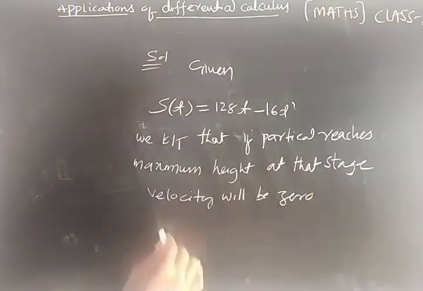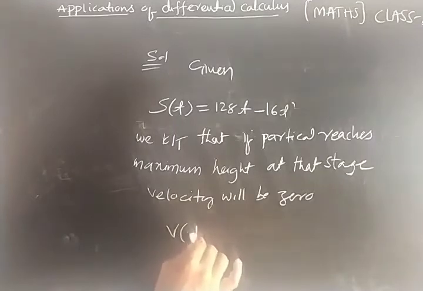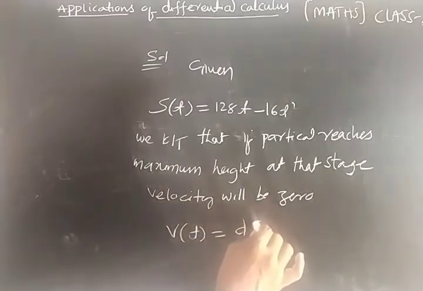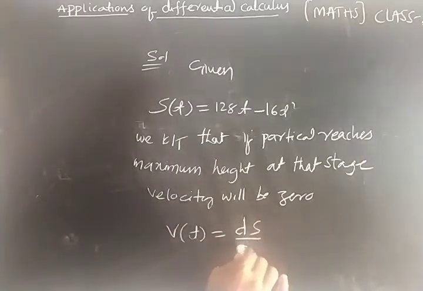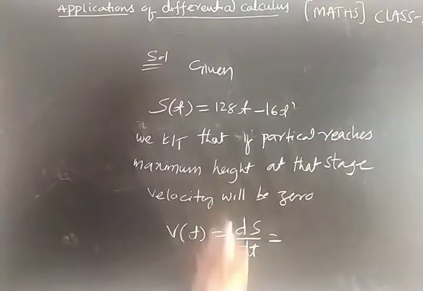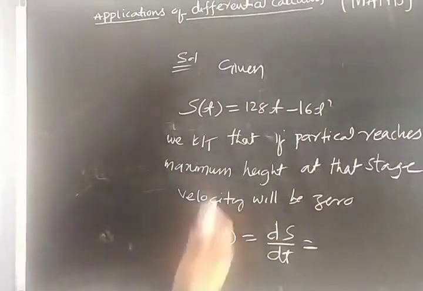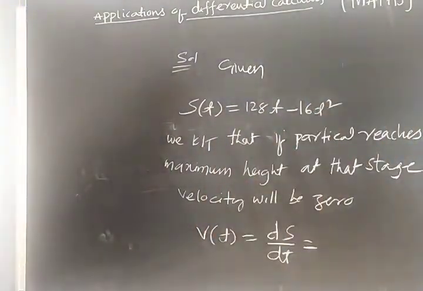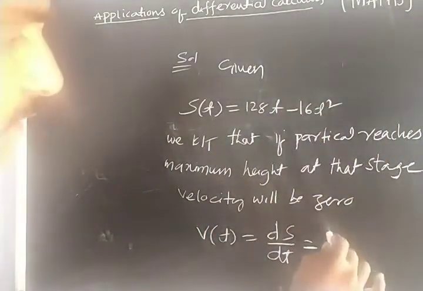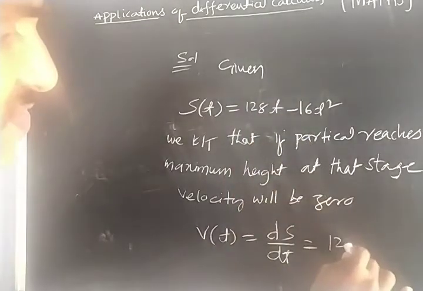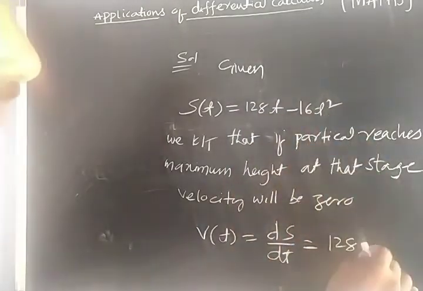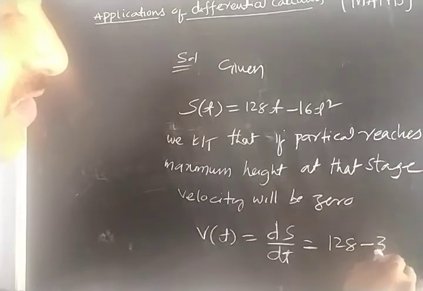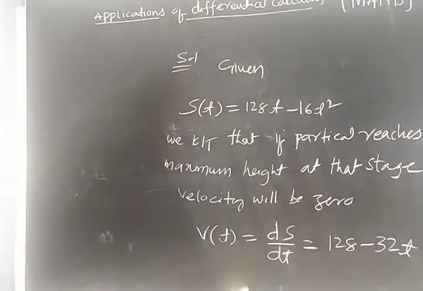So velocity, how to get velocity? V of t is obtained by differentiating displacement with respect to time. We have the displacement in terms of time, so I am differentiating it. 128t differentiation is 128 and 16t squared differentiation is 32t. So this is the velocity.